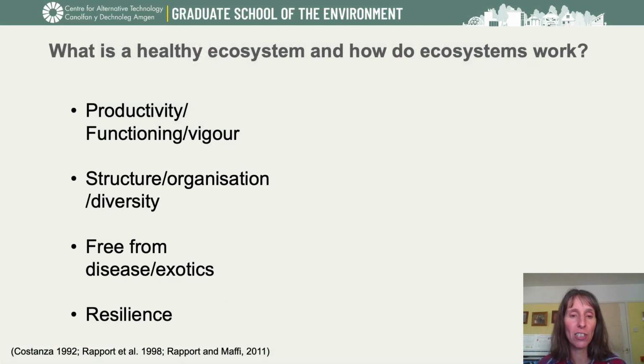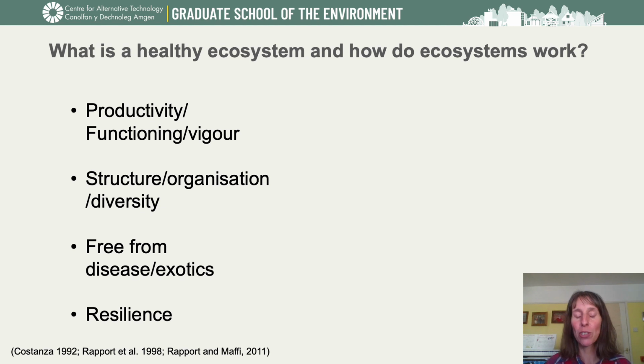So first, let's start off by considering what we mean by ecosystem health. Lots of researchers agree that a healthy ecosystem is one that is productive and functioning, and we'll talk more about functioning in a bit. So productive, it's creating biomass, it's growing, it has vigour. It is also one that has an appropriate structure. So it might be a physical structure, it might have a high degree of biodiversity, and the organisms within it will have different roles. So they'll have different functions, different jobs, different niches within that ecosystem.